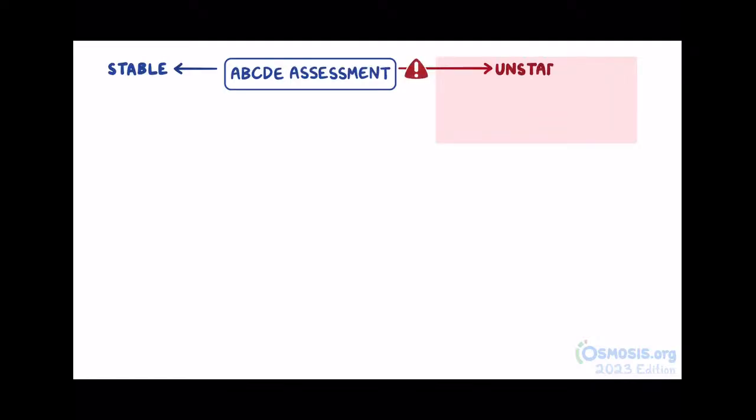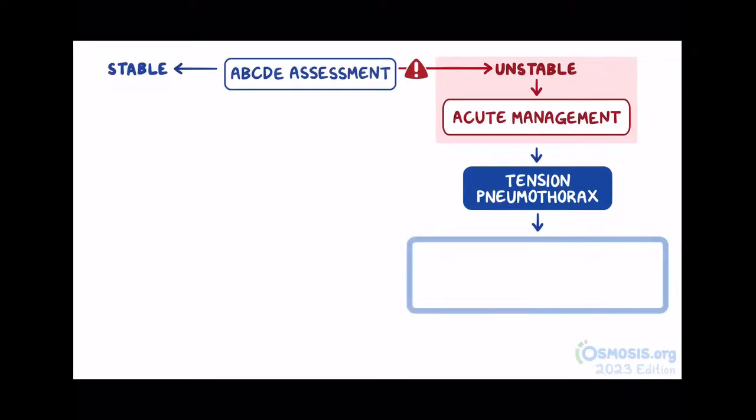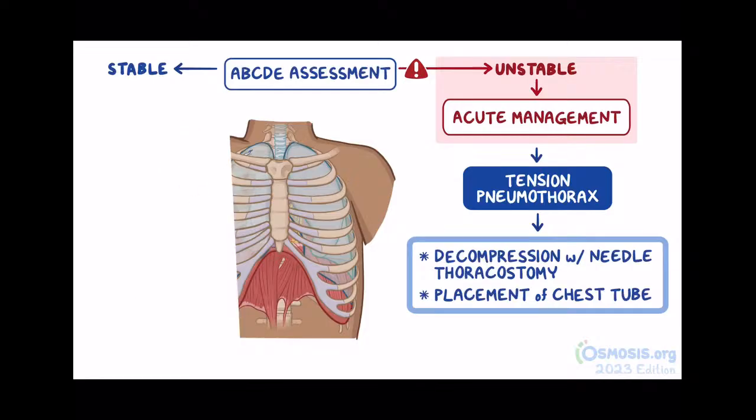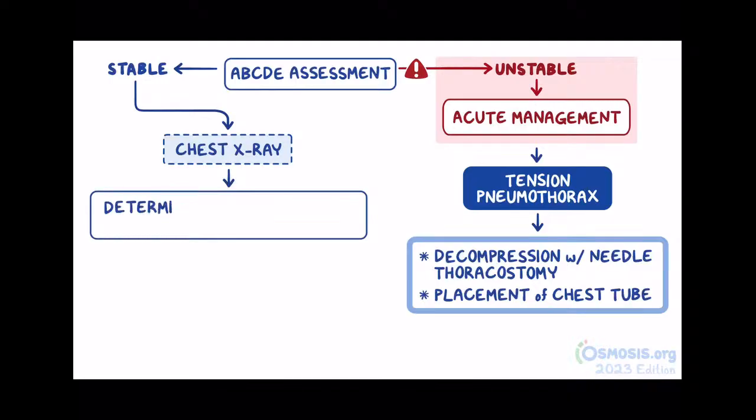All right. As a quick recap, if you suspect pneumothorax, perform an ABCDE assessment to determine if your patient is unstable or stable. Unstable individuals typically present with tension pneumothorax and usually require immediate decompression with needle thoracostomy prior to placement of a chest tube. On the other hand, in stable individuals, use a chest X-ray to make the diagnosis. Next, review the patient's history to determine the underlying cause and type of pneumothorax.